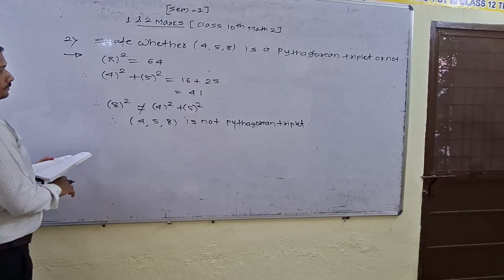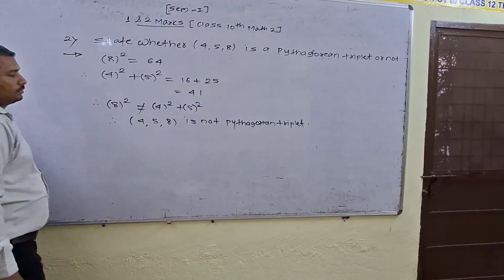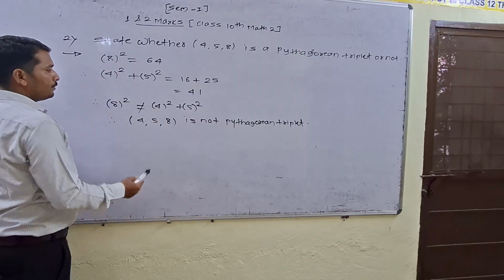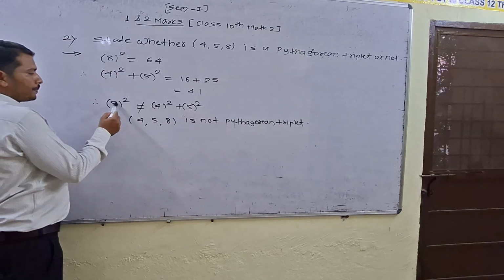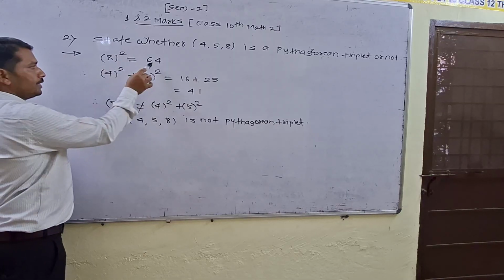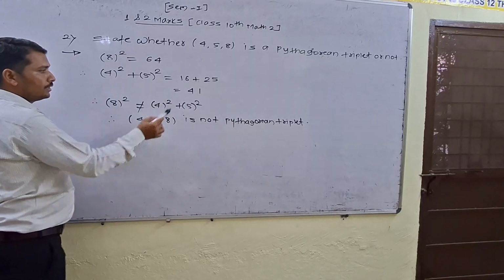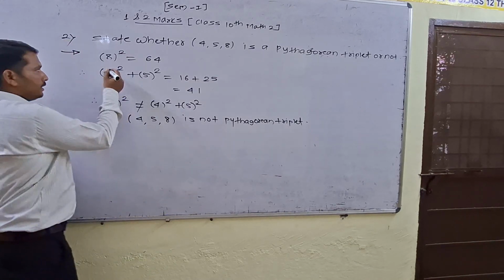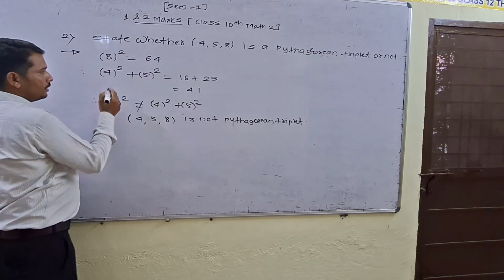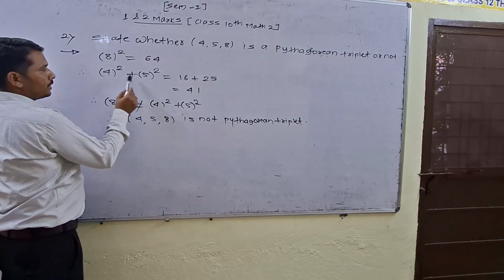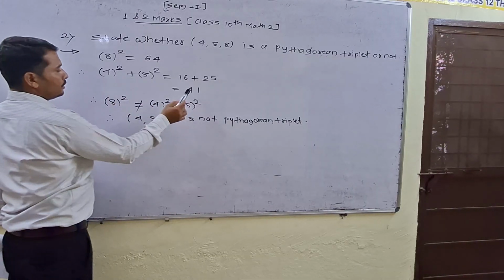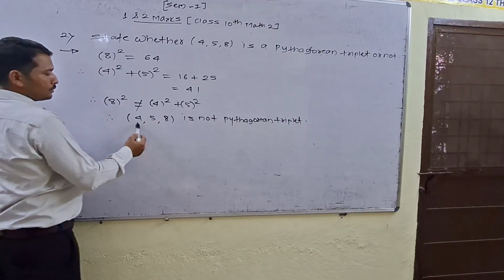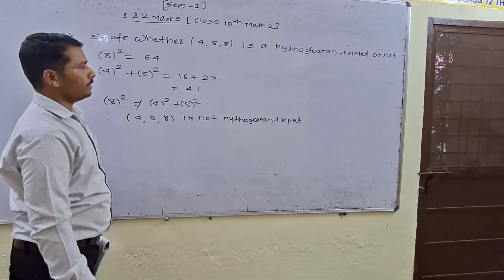Question number next. We know that first we try to use the Pythagorean theorem. If the greater side squared is equal to the sum of the squares of the other two sides, we call them a Pythagorean triplet. The greatest number squared is 64, and the sum of the squares of the other two numbers is 41. So 8 squared is not equal to 4 squared plus 5 squared. So 4, 5, 8 is not a Pythagorean triplet.